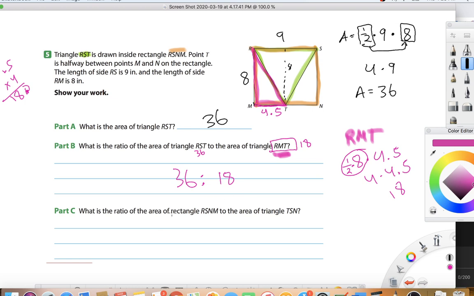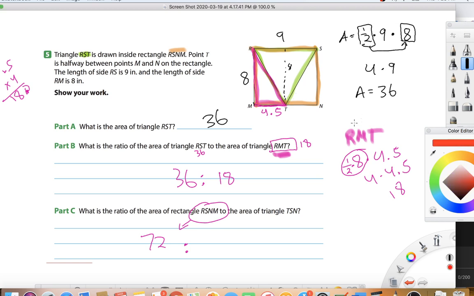What is the ratio of the area of the rectangle RSNM? So RSNM for the whole rectangle. The whole rectangle is just 9 times 8, which is 72. For this one, it's just 72 for the rectangle, 9 times 8. What is the ratio of the rectangle to the area of triangle TSN? So TSN would be another one. That would be a different one.